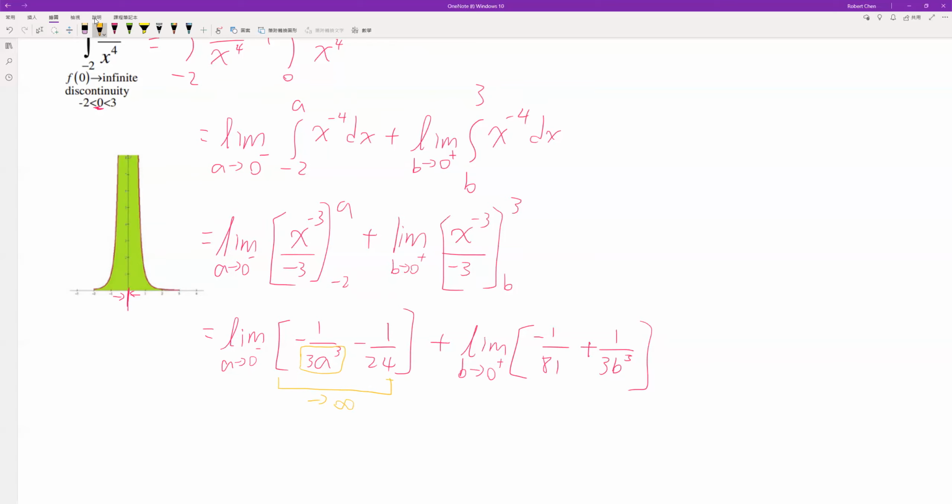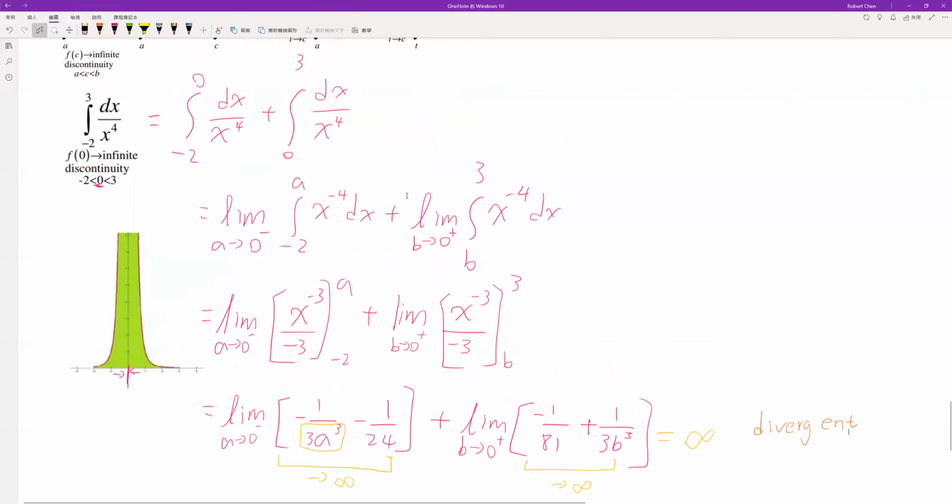All right, and here going to 0 from the right hand side, so everything is positive, right? 1 over a very small positive number, that's going to be going to infinity as well, right? So both of them are going to infinity, so we can say that this is divergent. Okay, and that's it for this example.